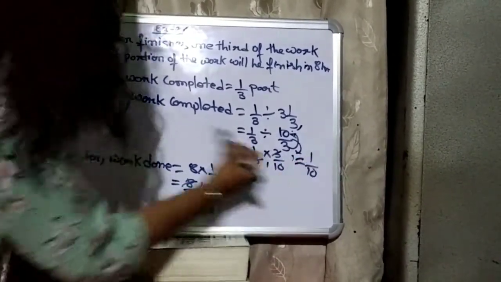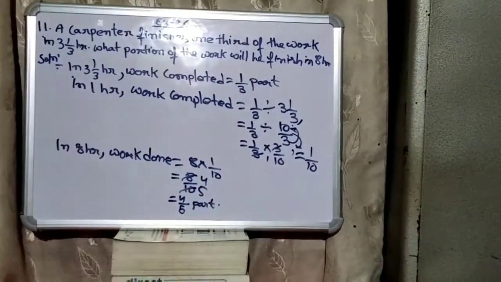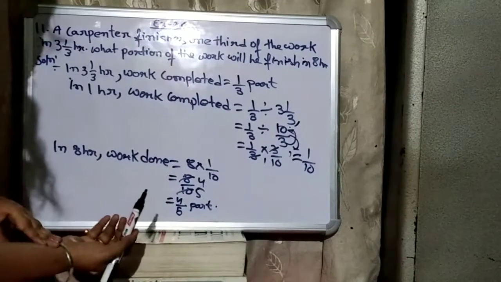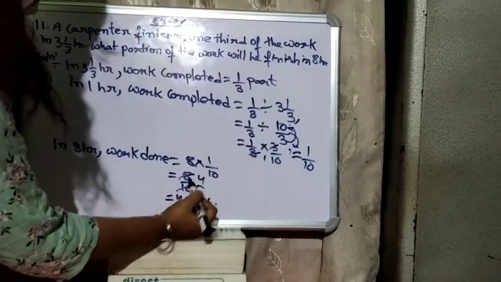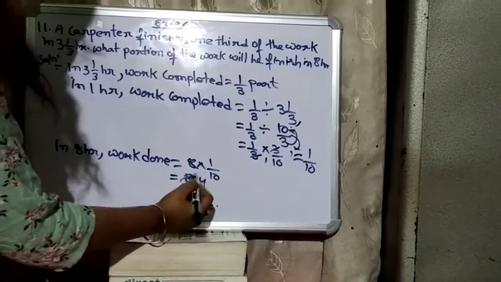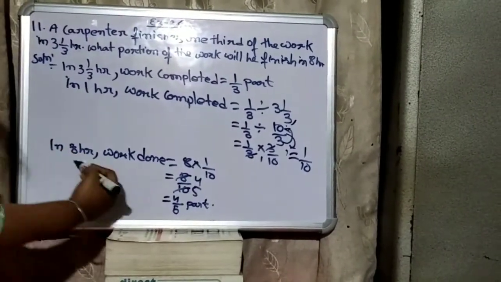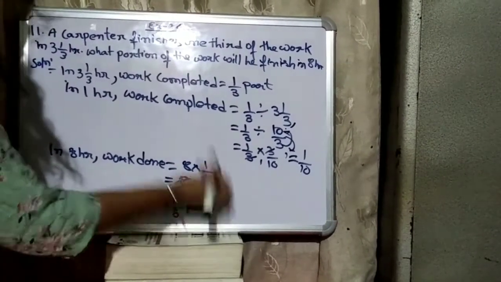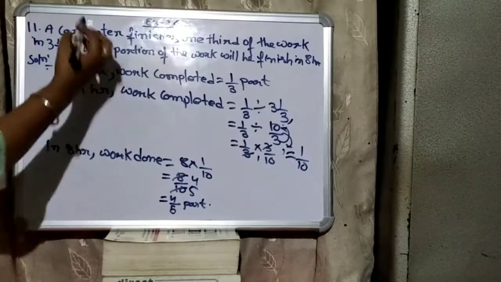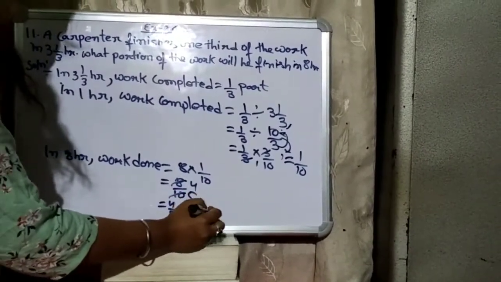Now how much work they have done in 1 hour? 1/10 part. Now in 8 hours, how much work they will do? 8 into 1/10. Now 8 1s are 8, 8 by 10. Now 2 4s are 8, 2 5s are 10. So in 8 hours, how much work they have done? They have done 4/5 part. Means the carpenter done how much work? 4/5 part. This is your answer.